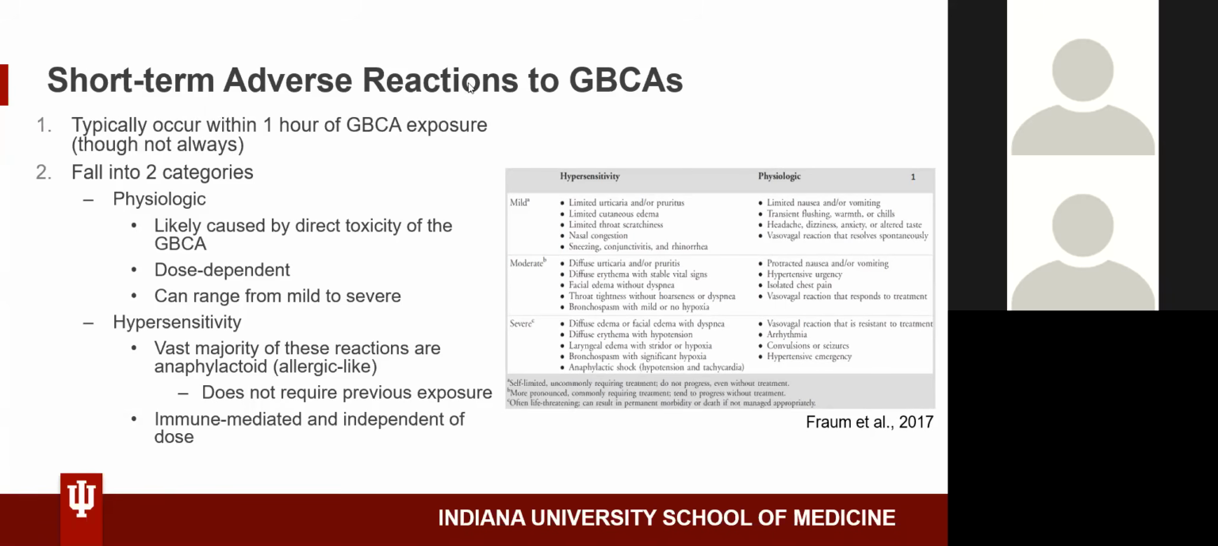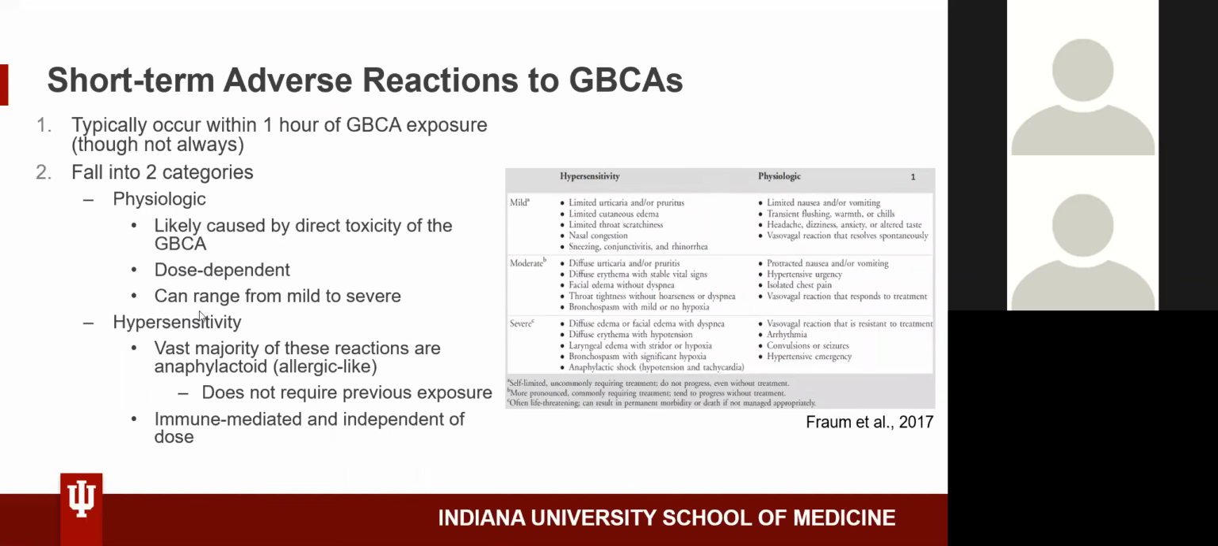All right, so we talked about short-term adverse reactions. In particular, we highlighted them for Dotarem. We highlighted them for Gadavist. We know that they typically occur within 1 hour of GBCA exposure. And these look very similar to what we saw before for those two GBCAs that we highlighted, so we won't go through the table. It's just important to note that these fall into one of two categories. There's a physiologic category where these are likely caused by direct toxicity of the GBCA itself. So because of that, that's going to be dose dependent and can range from mild to severe.